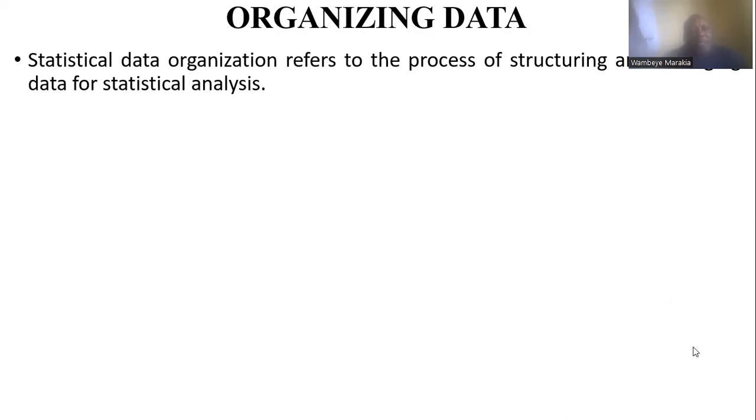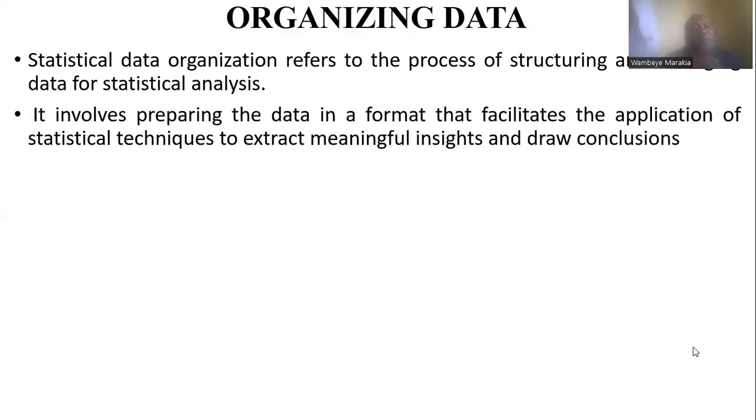And in statistics, organization refers to the process of structuring and arranging data for statistical analysis. So when we are talking about data organization, we are simply referring to the process of restructuring and arranging data for statistical analysis. This involves preparing the data in a format that facilitates the application of statistical techniques to extract meaningful insights and draw conclusions out of the data. Now, what are some of the things that are done when we do the data organization?